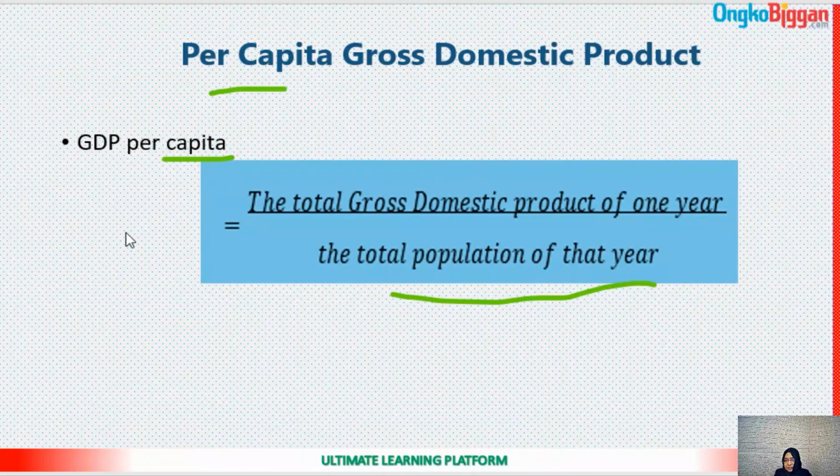You will get some mathematical problems or mathematical questions to find out the GDP per capita. The GDP will be given for a year, and the number of total population also. You have to find out the GDP per capita.